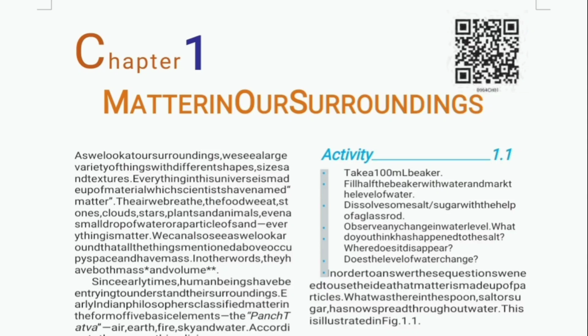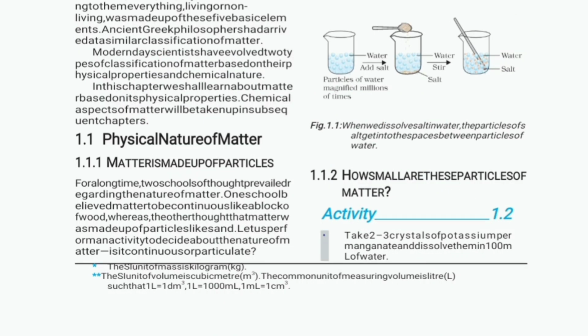Since early times, human beings have been trying to understand their surroundings. Early Indian philosophers classified matter in the form of 5 basic elements: the Panch Tattva, air, earth, fire, sky, and water. According to them, everything, living or non-living, was made up of these 5 basic elements. Ancient Greek philosophers had arrived at a similar classification of matter.